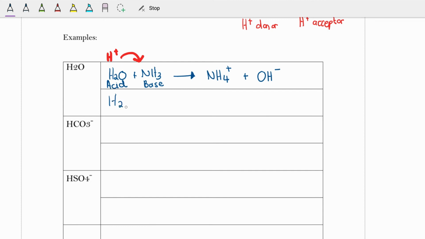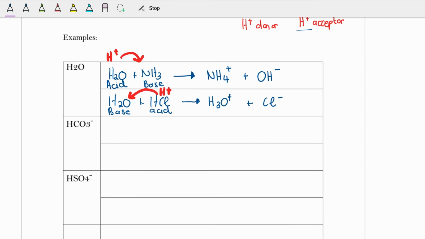If you now take water and react it with hydrochloric acid, this is an acid, so the water is going to act as a base, meaning it is now going to accept a proton. When it accepts a proton from the hydrochloric acid, it's going to form a hydronium ion, plus, if the hydrochloric acid gives away the hydrogen, it only leaves a chloride ion behind.